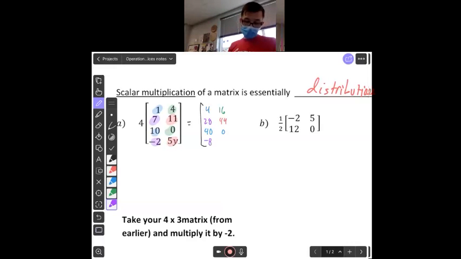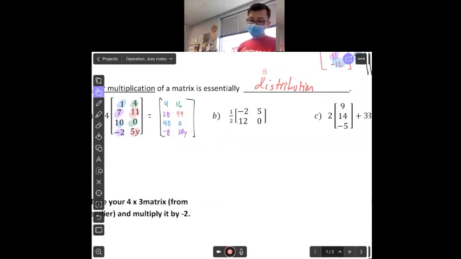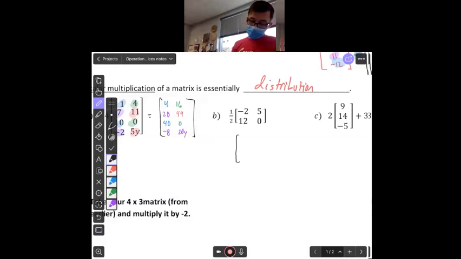Negative 8, okay, and? Okay. All right. So of course we can distribute a fraction just as well. So just a half times each of those elements, times each of those entries.